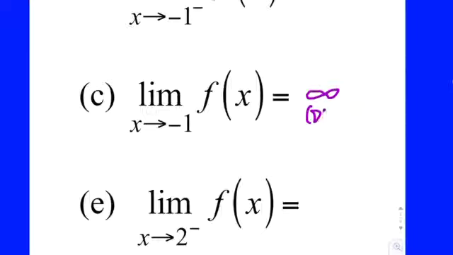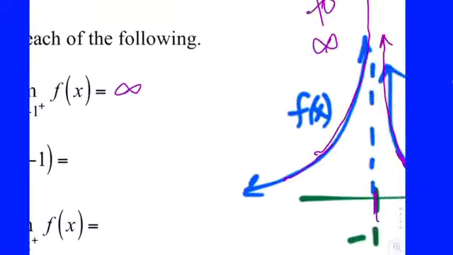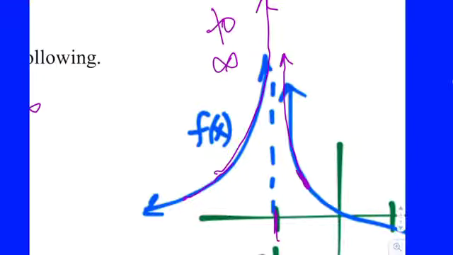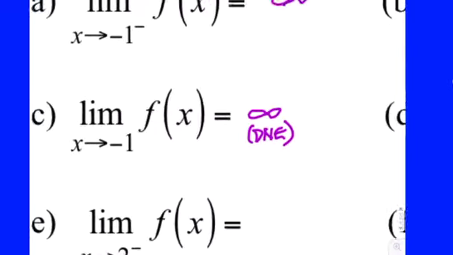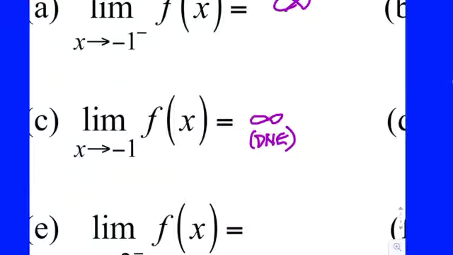DNE is technically correct again, but because it's going up on both sides, we can actually say positive infinity. So if you walked up and you saw this, a general limit equals infinity, you can infer it's going up on both sides of negative 1, all right? That's the only time you can say that. If it's going down on both sides, you can say negative infinity.